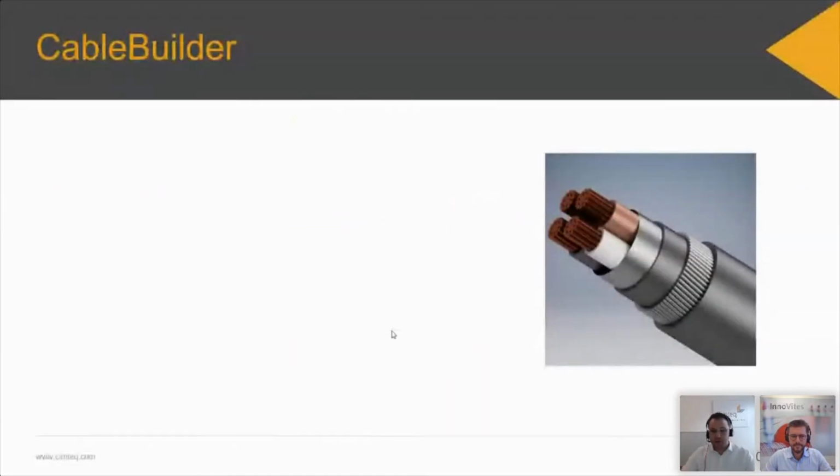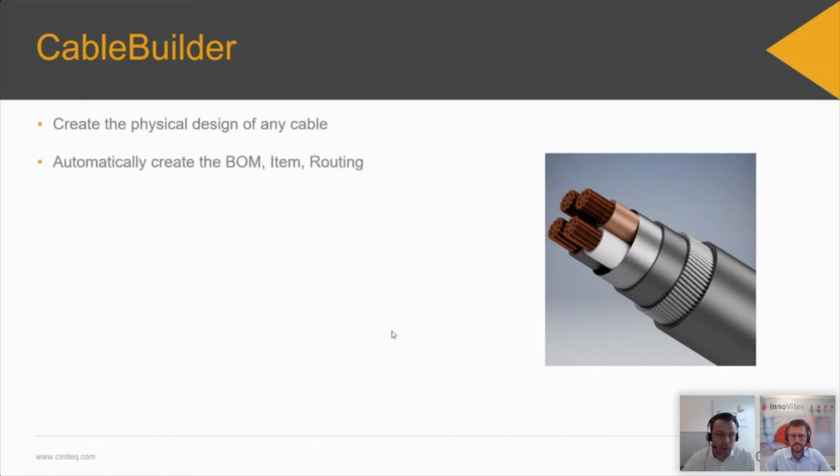Okay, so if you don't know what Cable Builder is, a brief overview would be to say, Cable Builder is a tool that helps you to create the physical design, enter the physical design of any cable, capture that in a software. Once you have captured that, Cable Builder allows you to automatically create things like the BOM, the item, and the routing, and it can exchange all relevant information with the ERP, and that's what we're going to show today.